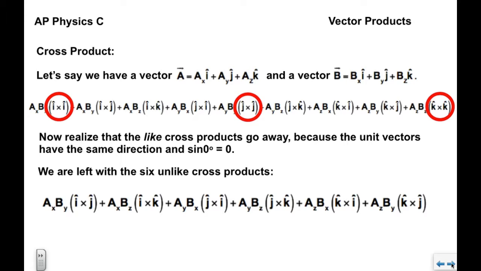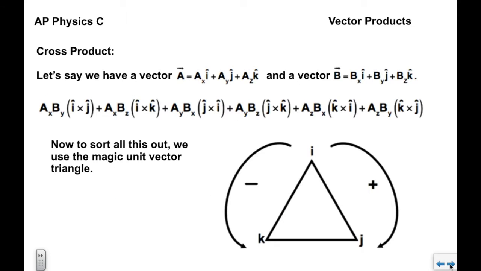So we have AXBY, and then I cross J, AXBZ, I cross K, AYBX, J cross I, etc. Again, we took these right from what was left from the original expansion. So now, to sort these out, I cross J, I cross K, J cross I, etc. We're going to consult the magic unit vector triangle, and you'll see it right here.